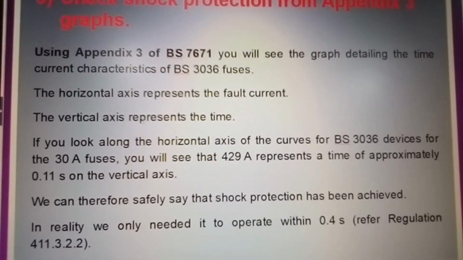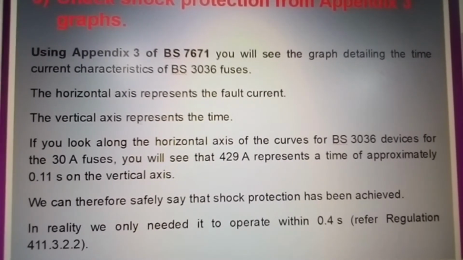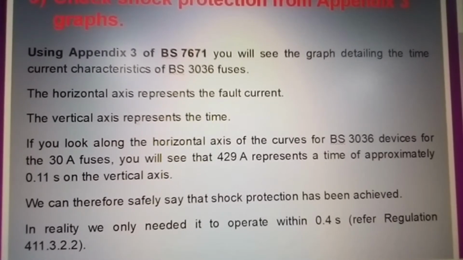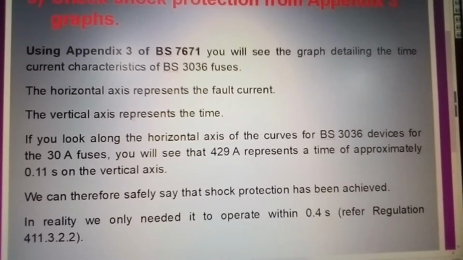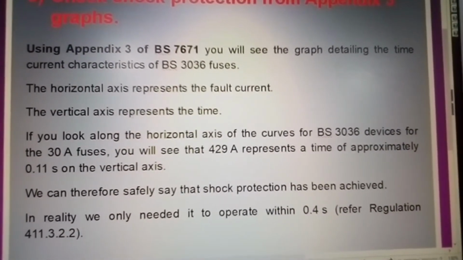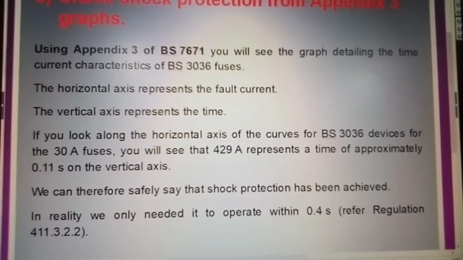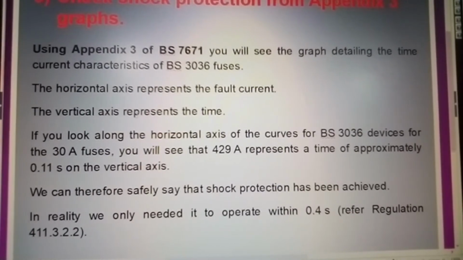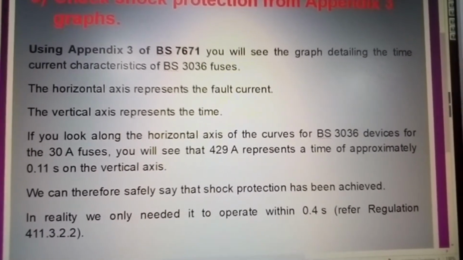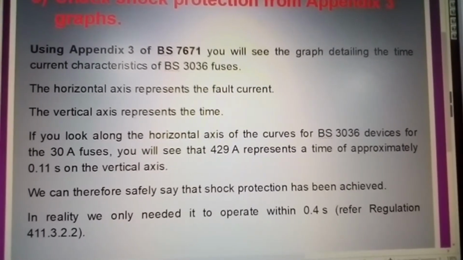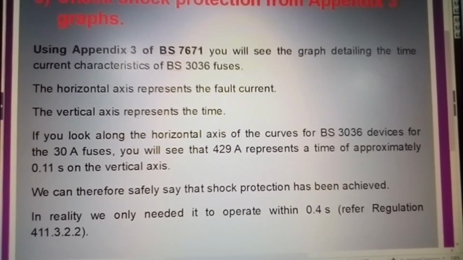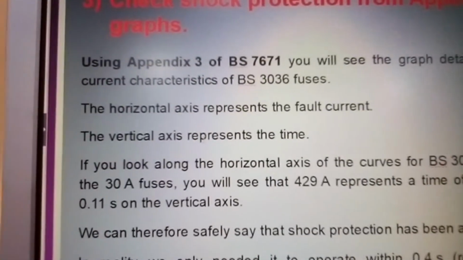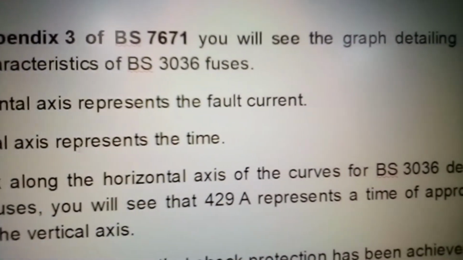If you look along the horizontal axis of the curves for BS3036 devices, for the 30 amp fuses, you will see that 429 amps represents a time of approximately 0.11 seconds on the vertical axis. We can therefore safely say that shock protection has been achieved. In reality, we only needed to operate within 0.4 seconds. But in this case, it's operating a bit faster. So we are within our time, and the faster it operates, the more protective our circuit will be. Let's go ahead and pan this for you so you can read this for yourselves.